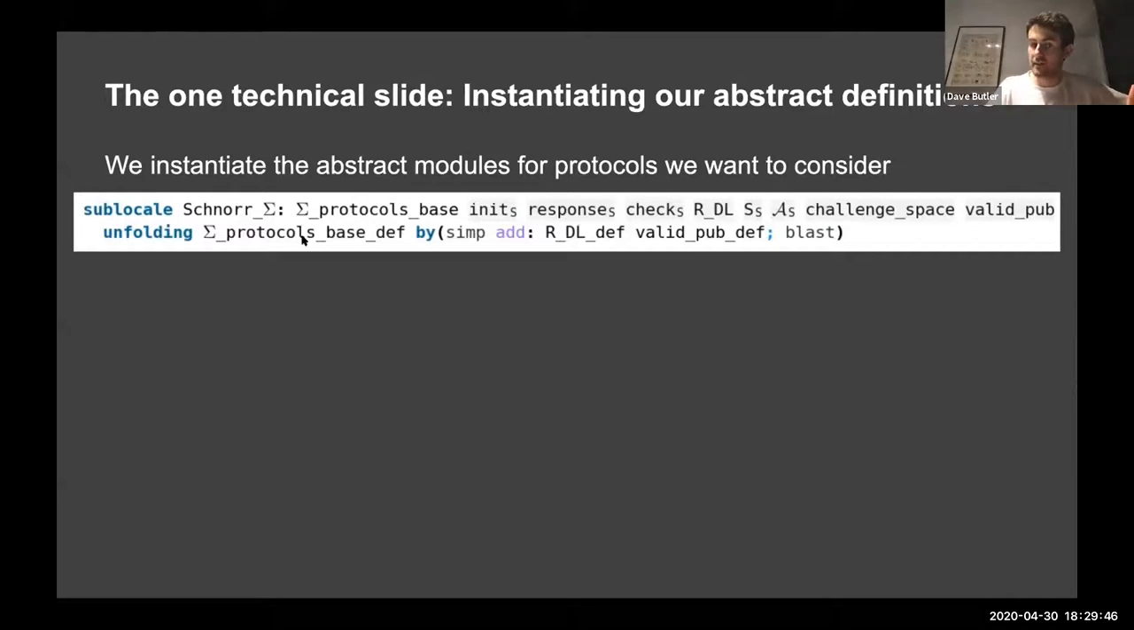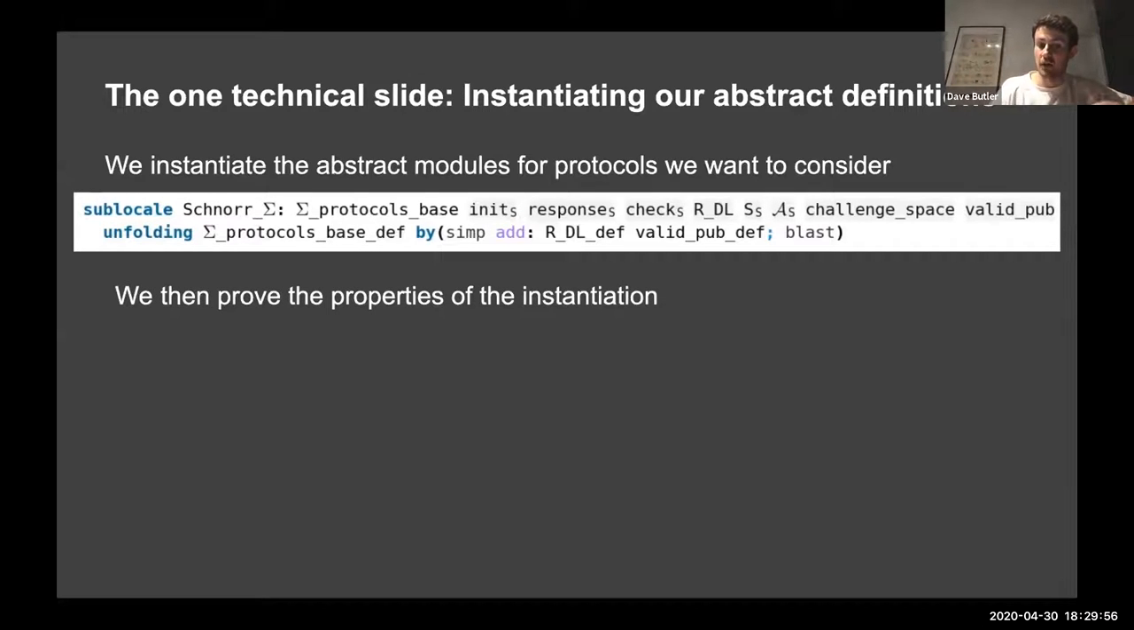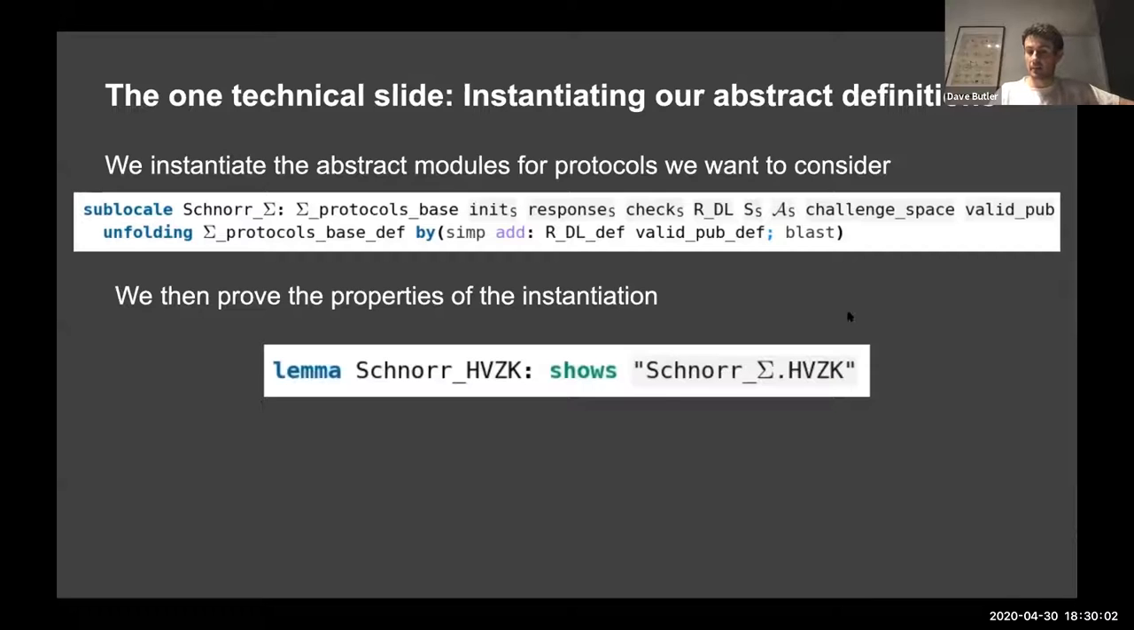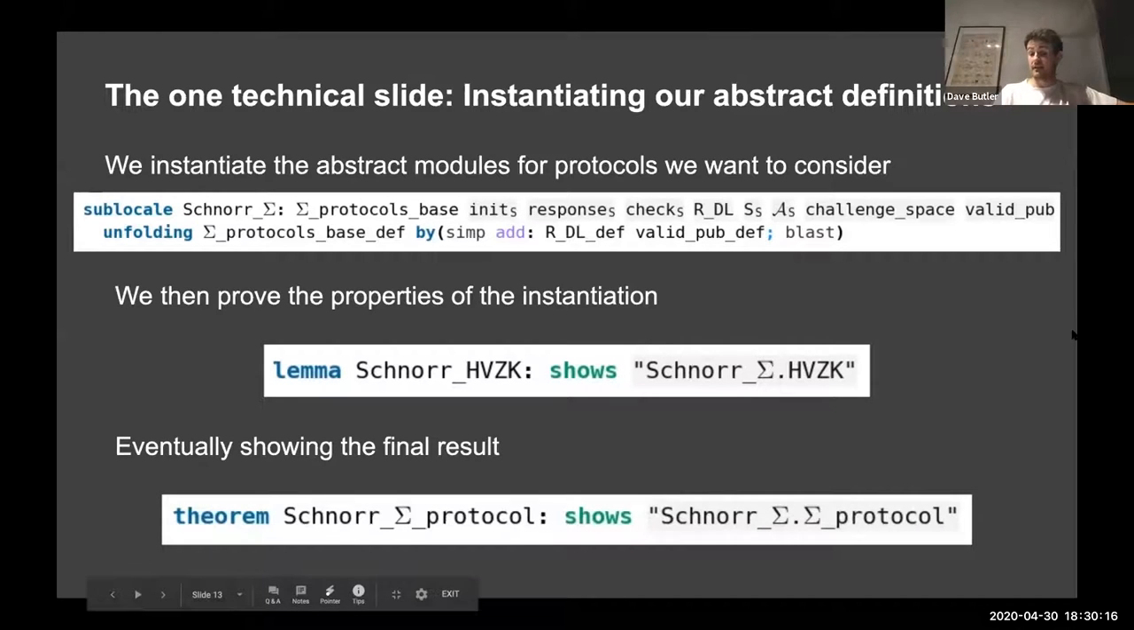Remember we had that one assumption that we made about the valid inputs. We just need to show that this instance still satisfies it. Once we've done that, we have access to all the definitions that we want, and we can start to prove the properties of the instantiation. So we prove the honest verifier zero knowledge property of the Schnorr Sigma protocol, and we prove the soundness and the completeness and everything else that we want, eventually showing that we have a Sigma protocol. Hopefully that gives you an idea of the workflow, the process we go through to formalize these things, starting with an abstract definition and ending with an actual proof like we would see on paper of the Schnorr protocol.